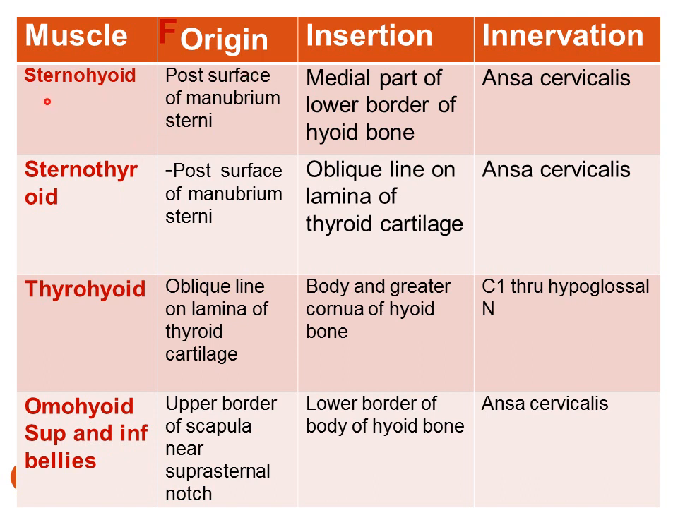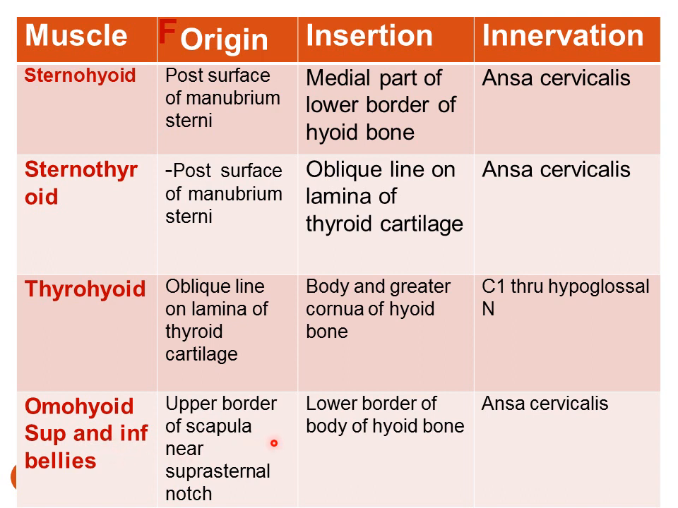Okay, sternohyoid, name itself it tells you the origin. Posterior surface of the manubrium sterni, insertion into the medial part of the lower body of the hyoid bone. It is supplied by ansa cervicalis. Sternothyroid, posterior surface of the manubrium sterni, and inserts into the oblique line of lamina of the thyroid cartilage. Innervation is by the ansa cervicalis. Thyrohyoid, from the oblique line of the lamina of the thyroid cartilage, and insertion into the body and greater cornu of the hyoid bone. It is supplied by C1 through hypoglossal nerve.